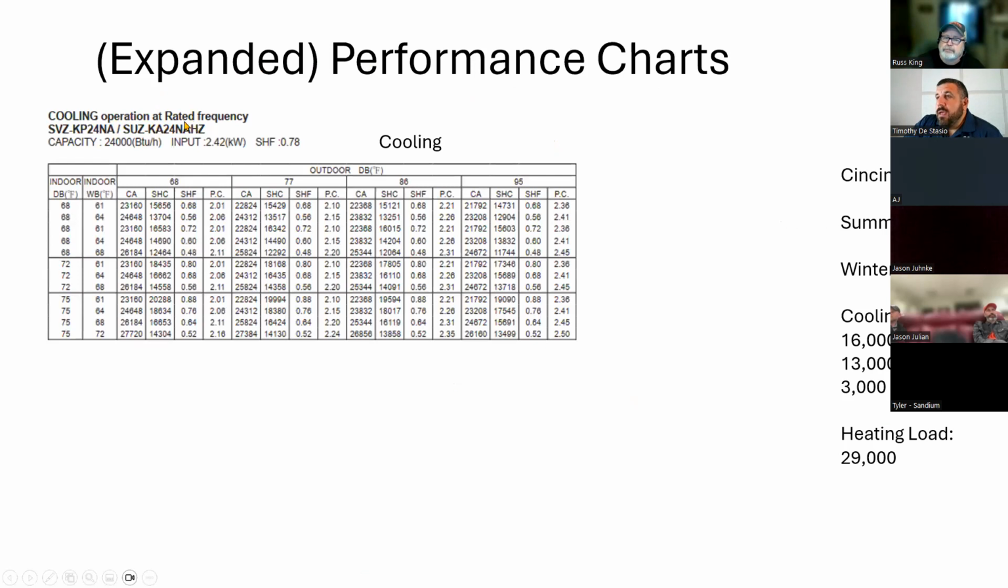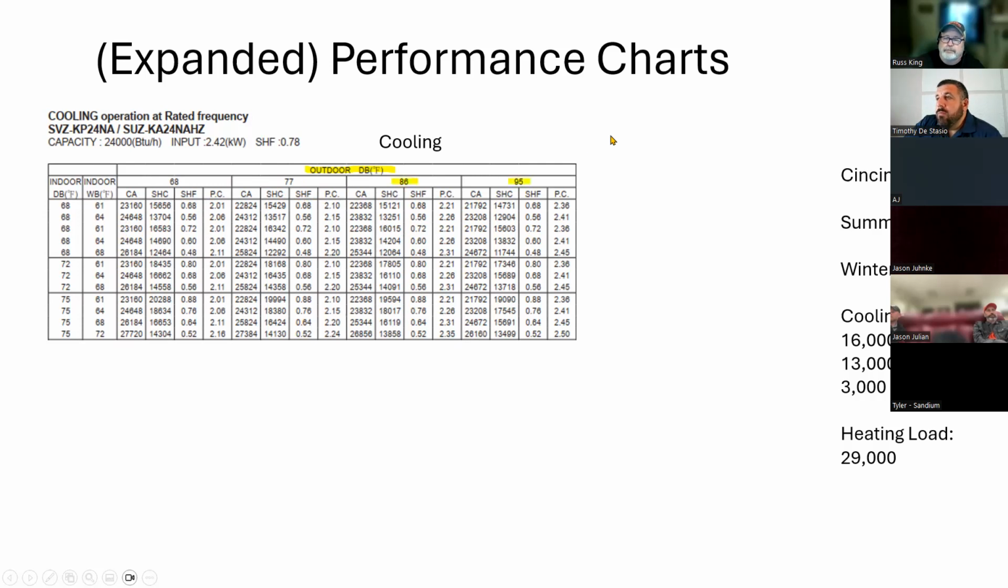Now this is a hyperheat now, but we're talking about cooling again. Cincinnati, Ohio. This is a hyperheat Mitsubishi. A lot of numbers on this chart. What I'm trying to tell you is that if you don't have selection software, you got to use these performance charts. Cross out what doesn't apply to you.